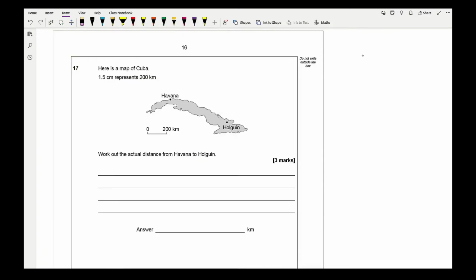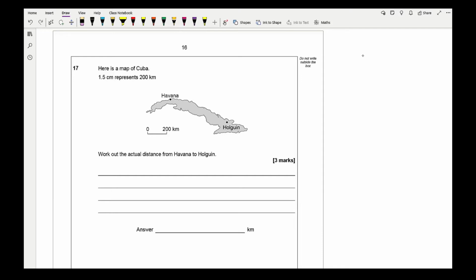Now with question 17, it's looking at scale drawings. So here, the question says, here is a map of Cuba, a lovely country, definitely recommend you go on holiday there. It says that 1.5 centimeters represents 200 kilometers. And the question is asking us to work out the actual distance from Havana to Holguín.